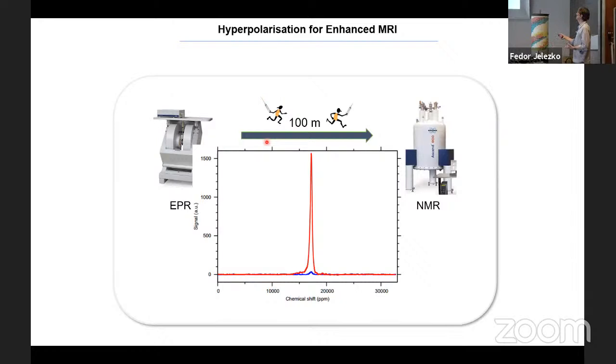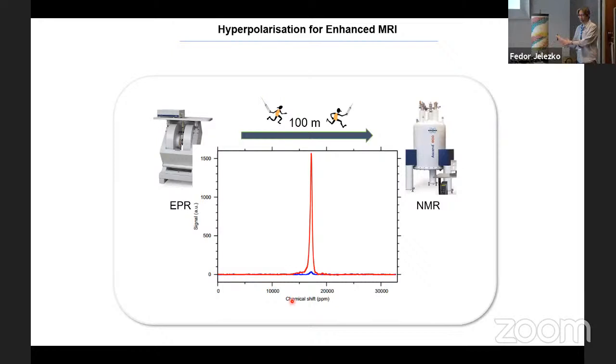And the signal that you gain is evolution from a thermal, which is the blue curve. And that's actually acquired for much longer time than the one shot that we did for hyperpolarized. And that's the red line. So the enhancement that we reached was between 50 and 100. And potentially you can reach enhancement of a few thousand. It's not yet fully optimized.